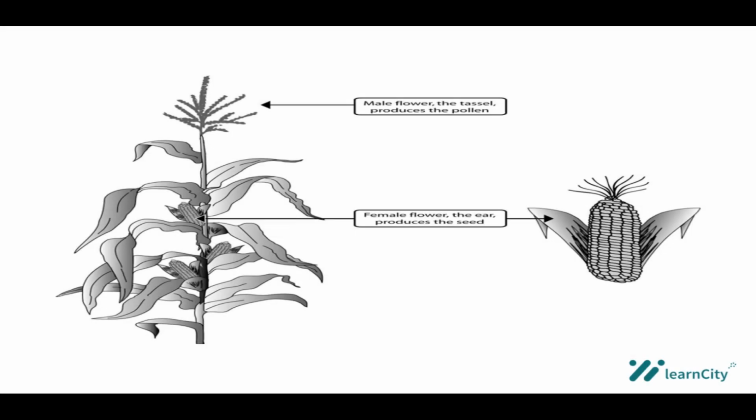Now the flowers of maize are unisexual, they are incomplete, and they are zygomorphic. They are unisexual because we have separate flowers for each sex. Then the flowers are incomplete, not all walls are present, and they are zygomorphic because they are bilaterally symmetrical. Now let's talk about the male inflorescence of the maize.